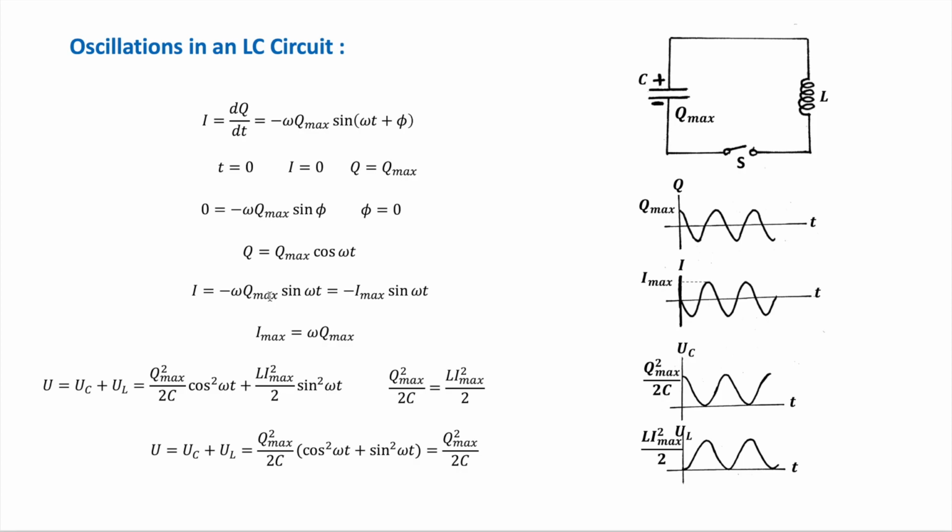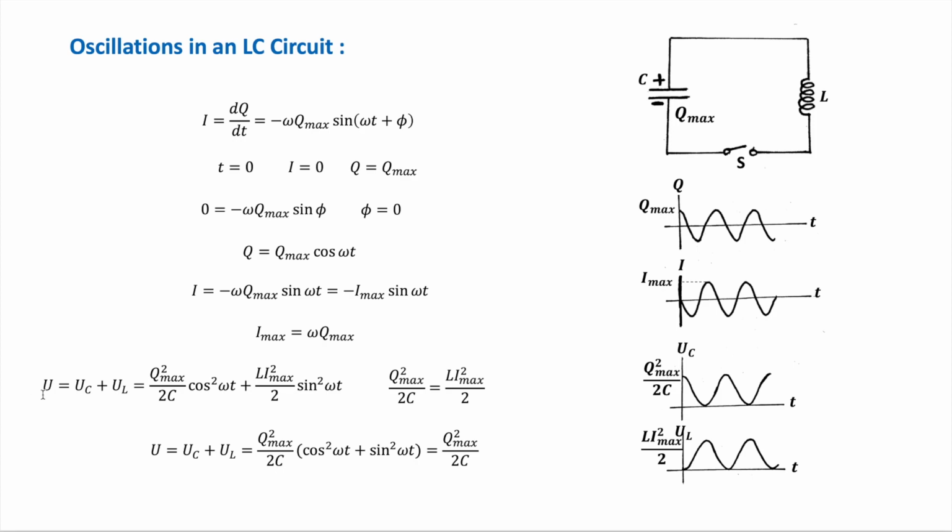So as you can see from the graphs here, the charge on the capacitor varies between q max and minus q max, and the current also oscillates between I max and minus I max. And as you can see, the current is 90 degrees out of phase with the charge. So this is a cosine function and this is a sine function, okay? And this means that when the charge is maximum, the current is 0, and when the charge is 0, the current is maximum.